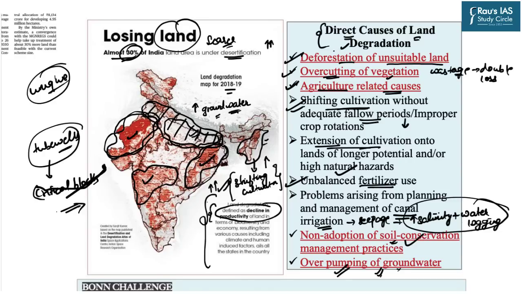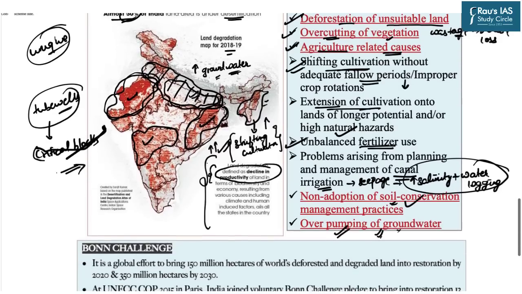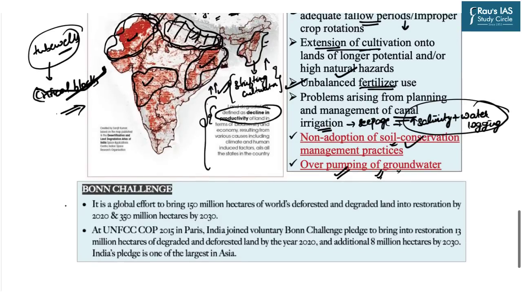In this sense, as far as the policy measures are concerned, at the international level we have a very important challenge, that is the Bonn Challenge. Now, the Bonn Challenge is a global effort to bring around 150 million hectares of the world's deforested and degraded land into restoration by 2020, and the target of 350 million hectares is for 2030.